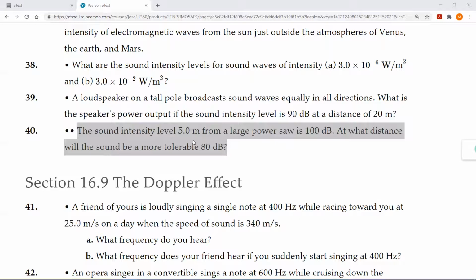Inverse square law tells us that 10 times the distance, 1 over 10 squared, will give us 1/100th the intensity. So there it is. We already answered the problem. We have to be 10 times as far away, which brings us from 5 meters to 50 meters.